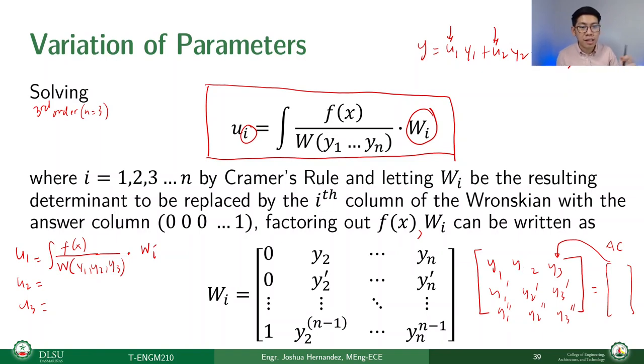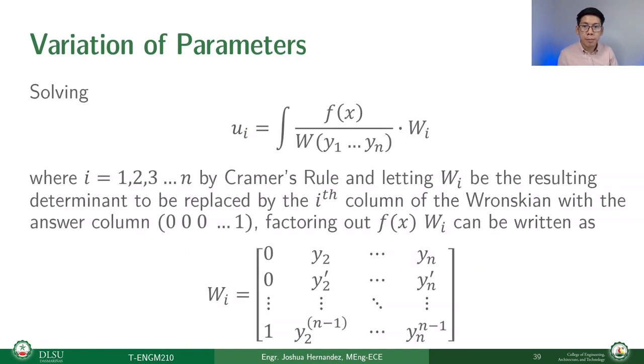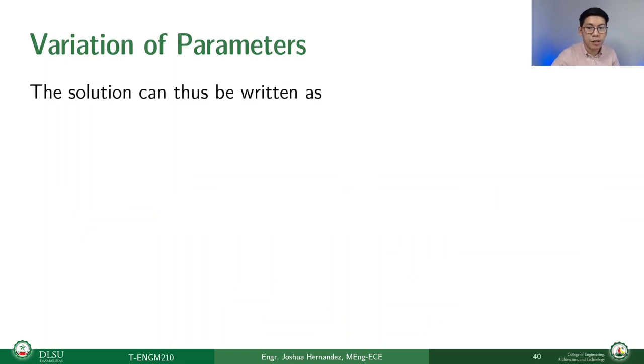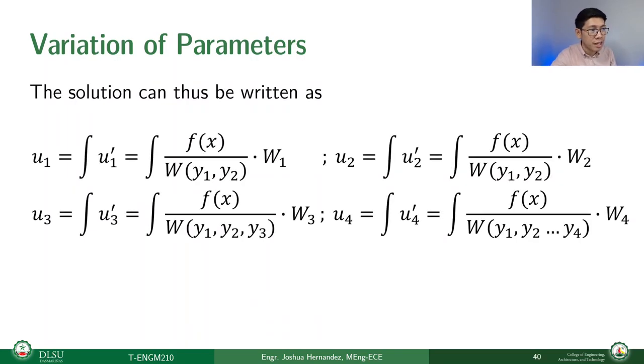So, medyo nakakalito lang ng kaunti, pero later on, I think, magki-click ito sa inyo. So, the solution can thus be written as, yan, U sub 1 equals the integral of U sub 1 prime equals the integral of f of x, the Wronskian y sub 1, y sub 2, times W1, and then U sub 2 would be f of x, y sub 1, y sub 2, W2, and then so on and so forth.